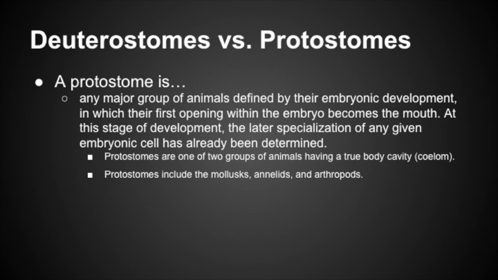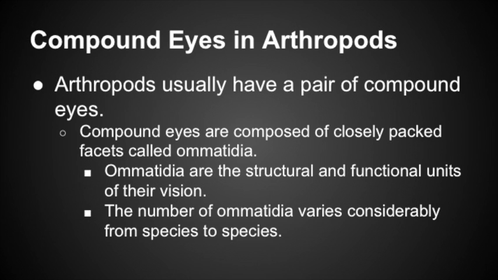At this stage of development, the later specialization of any given embryonic cell has already been determined. Protostomes are one of two groups of animals that have a true body cavity. Protostomes include mollusks, annelids, and arthropods. We will discuss two different types of vision found in protostomes, beginning with the compound eye found in arthropods.